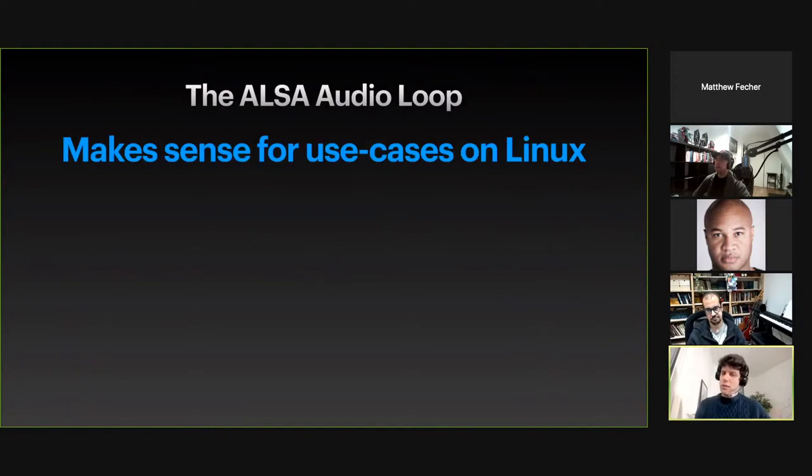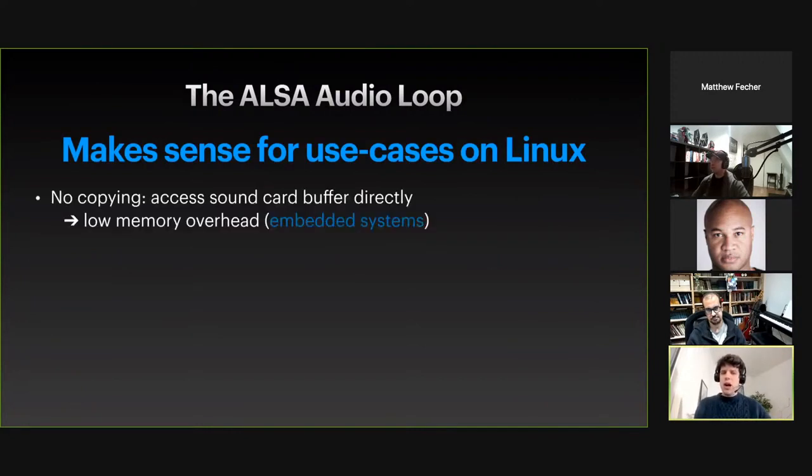And this totally makes sense for the use cases on Linux, right? If we think about this API on, let's say, embedded systems, which don't have much memory, accessing the sound card buffer directly means we don't have any other audio buffers that we need to allocate.